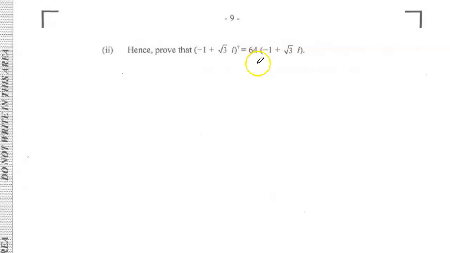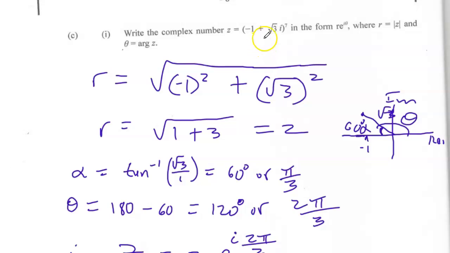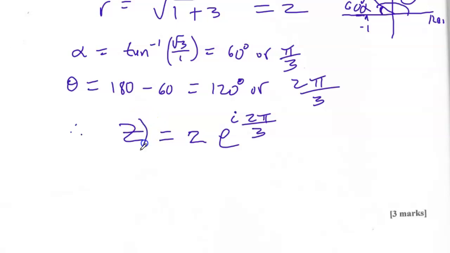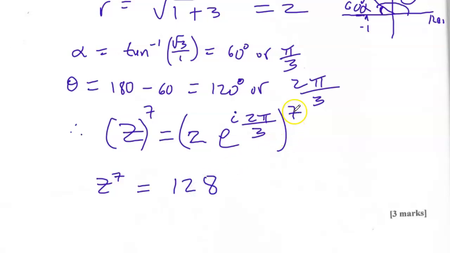Hence prove that -1 plus root 3i to the power 7. Alright, so just realize we're asked now to raise it to the power 7. So therefore, if I raise both sides to the power 7, z to the power 7 is equal to 2 to the power 7, which is 128. So I raise the 2 to the power 7 and the e term to the power 7. So 7 times 2 pi over 3, that's 14 pi over 3, times i.